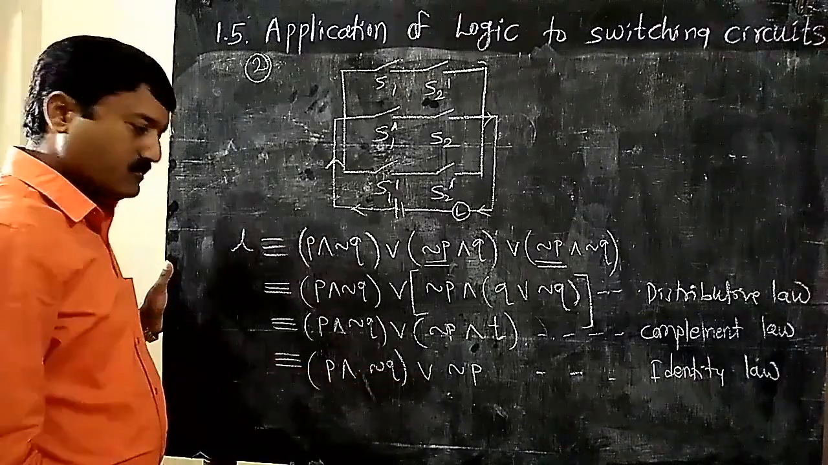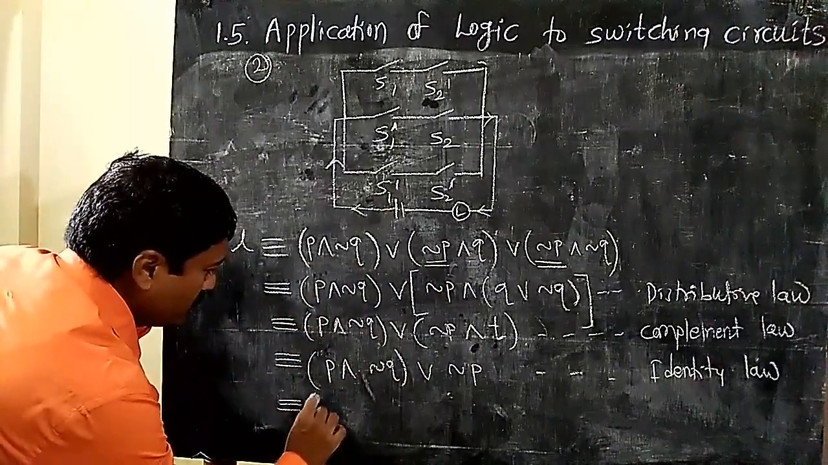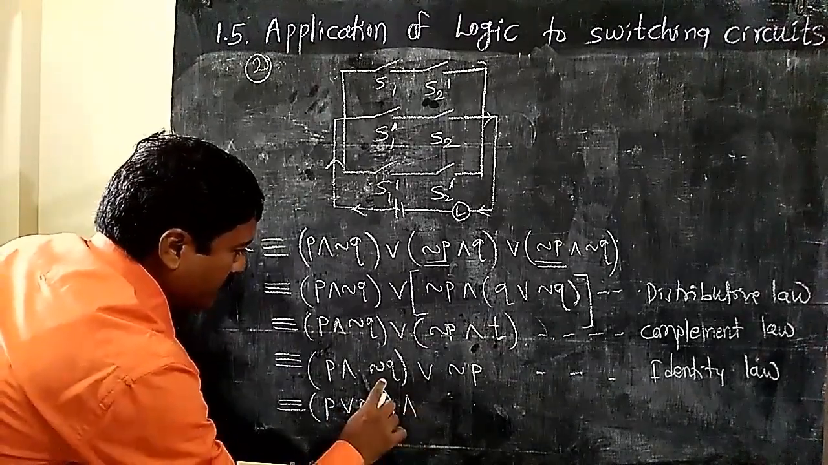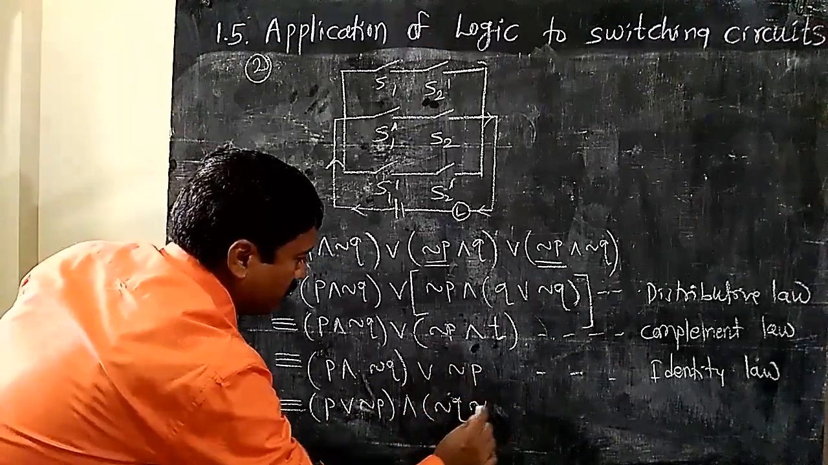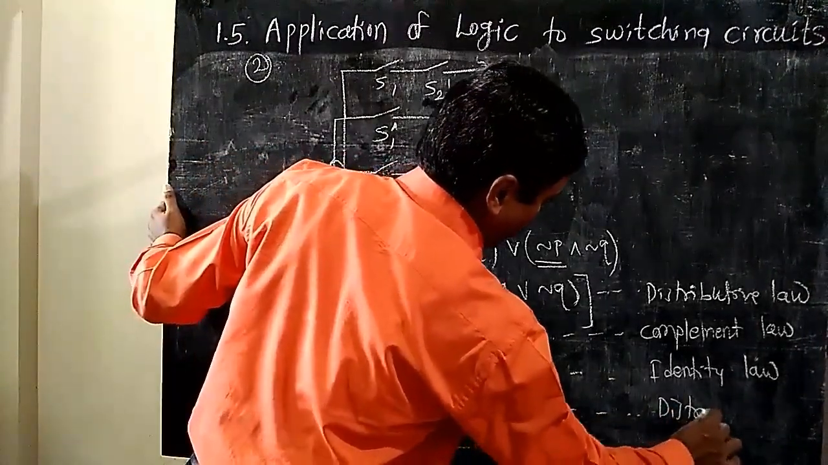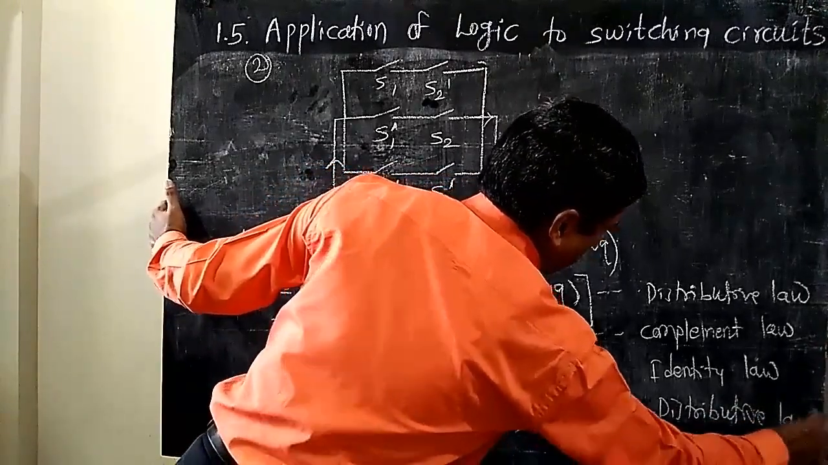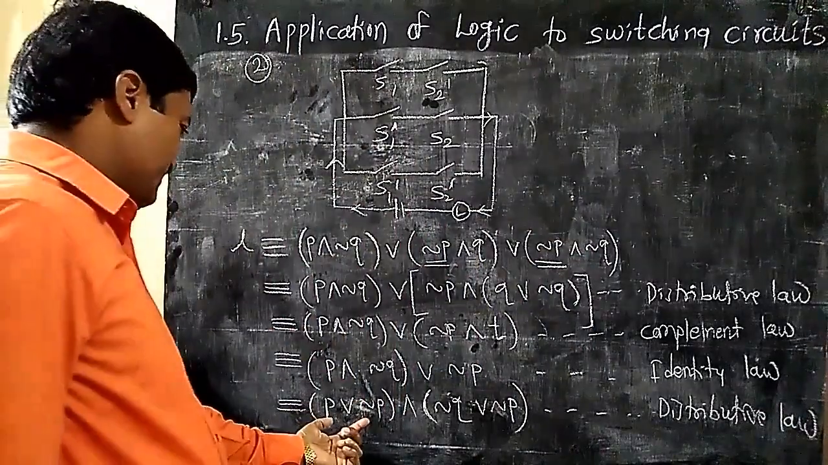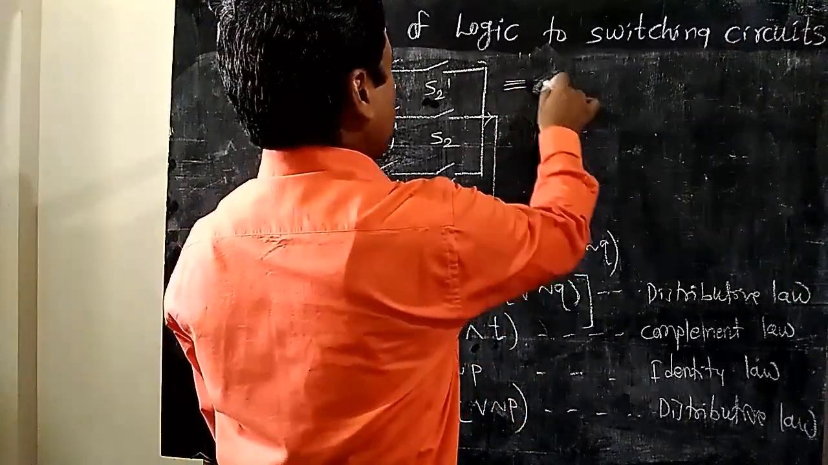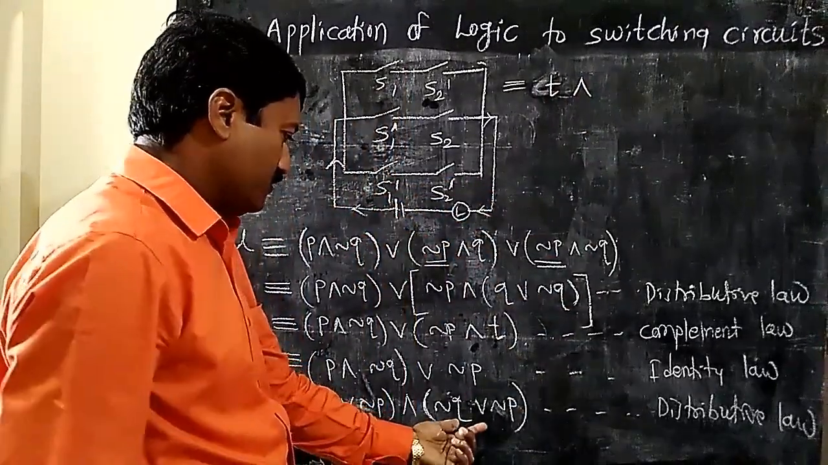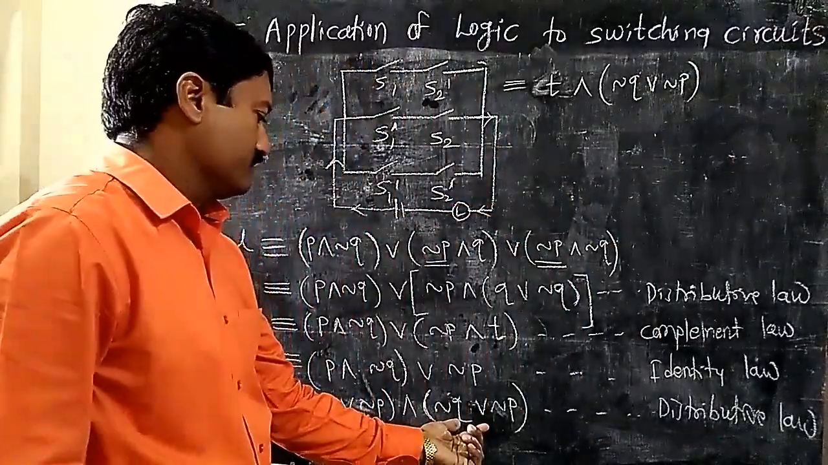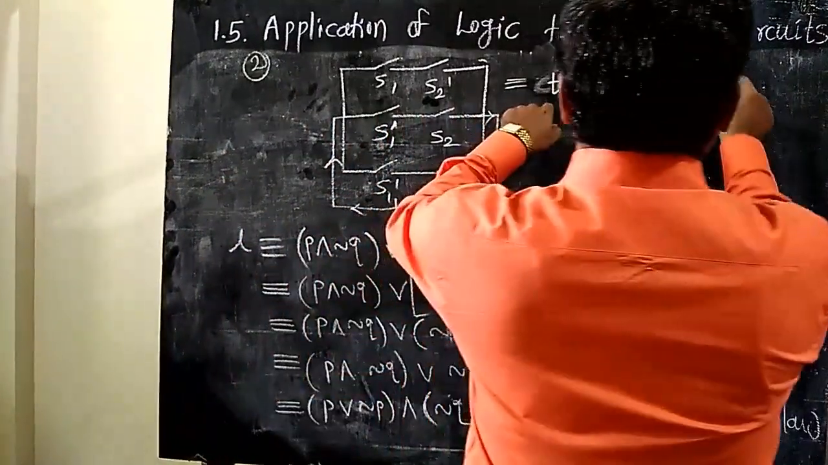Now here is conjunction, here is disjunction. So again, use the distributive law. That is P or negation P, and negation Q or negation P. This is again the distributive law. If you observe this, again this will be a tautology. So again, it is equivalent to tautology and negation Q or negation P. This is again by the complement law.